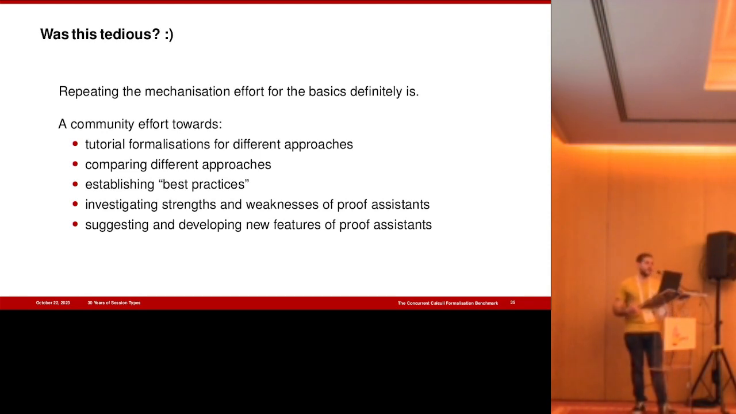Hopefully, this will establish best practices so that if the system you want to mechanize needs coinduction, you know where to go, what proof system to pick, and how to do that. The first 3 points are the benefit for us, for the community of session types. The last 2 are the benefit for the proof systems community. They can investigate the strengths and weaknesses of their proof systems and improve on those.